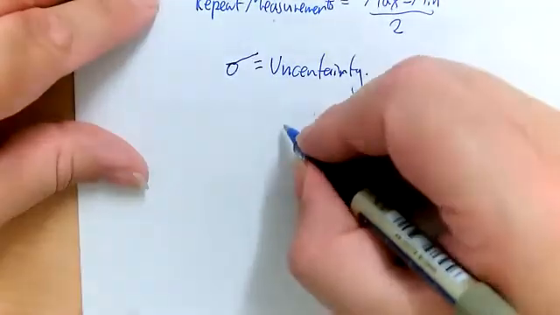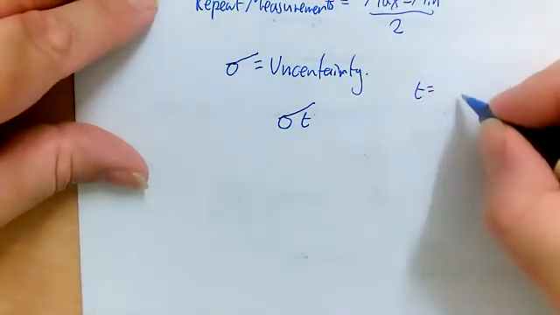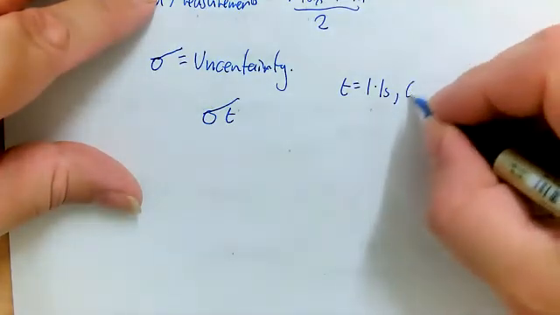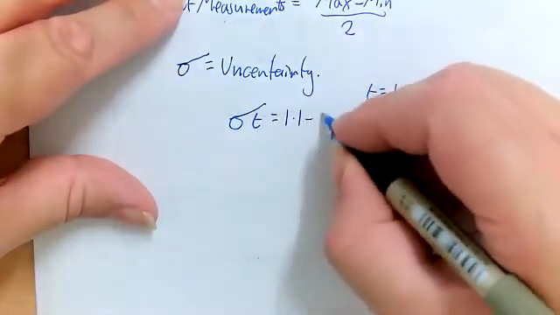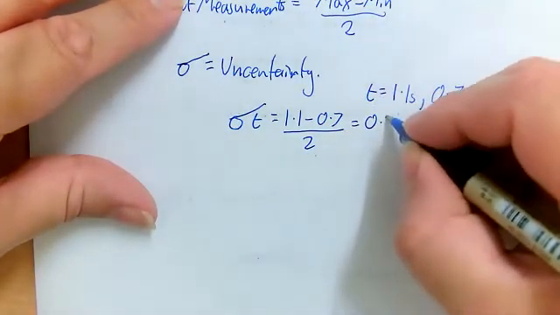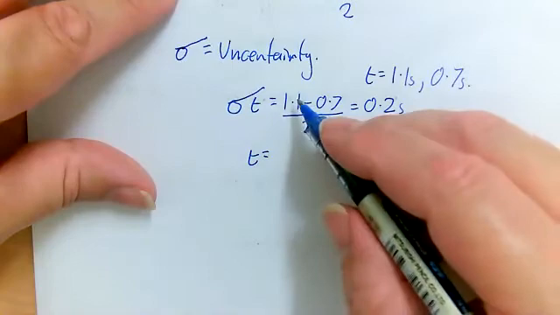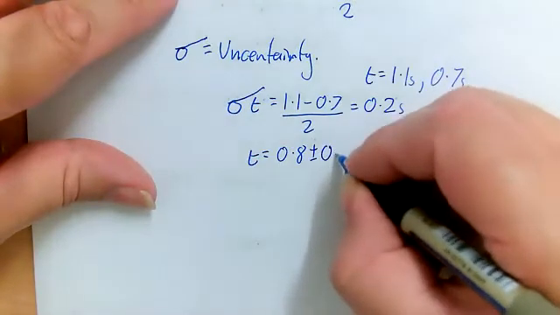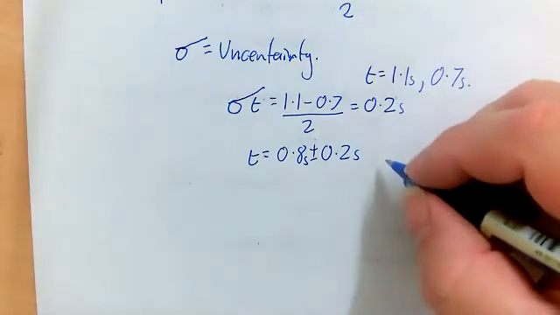So, for example, if I want to measure the uncertainty in time, if I measured two values of time to be 1.1 seconds and 0.7 seconds, then the uncertainty of the time would be 1.1 minus 0.7 over 2, which would be 0.2 seconds. So the time, you'd express it this way. The time is equal to, well, the average of these two is 0.8 plus or minus 0.2 seconds. Okay? And that would be how you'd express it.